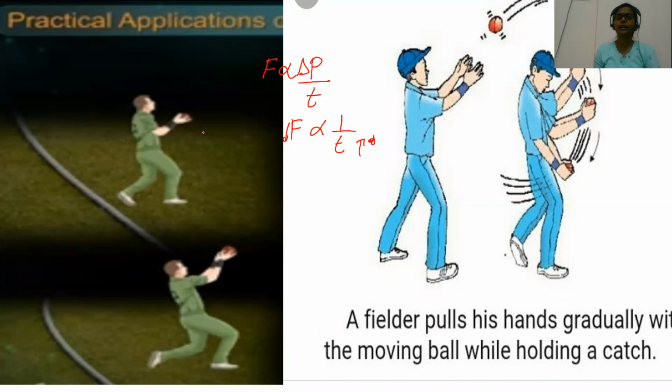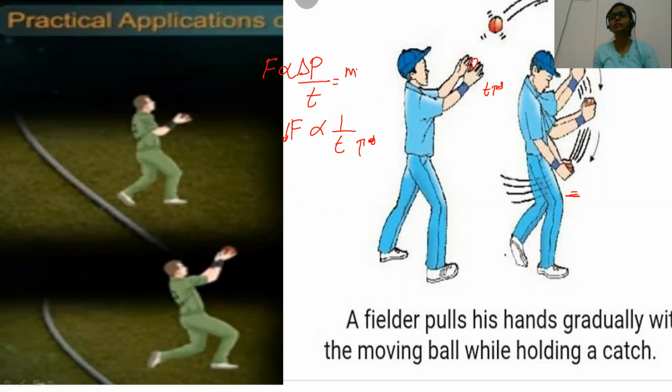That is why when a person is going to catch a ball, he pulls his hands backwards after catching the ball. You can observe this figure clearly. The person is pulling his hands back. The first condition is just to catch like this. What happens? He can catch the ball fast. But here he is not catching fast. He is pulling his hands back and catching the ball. So the time gap is going to increase.